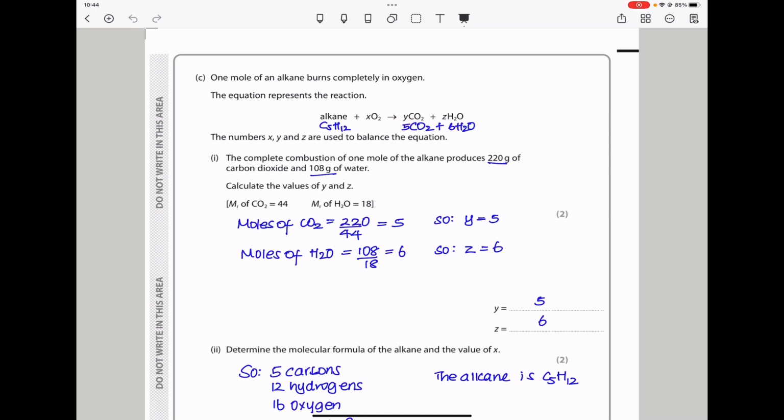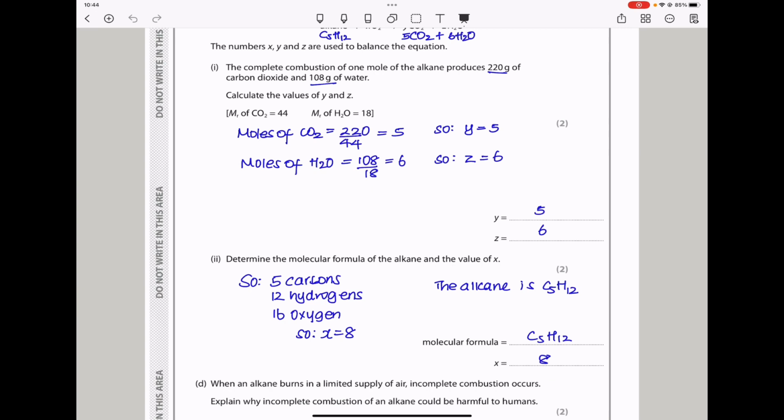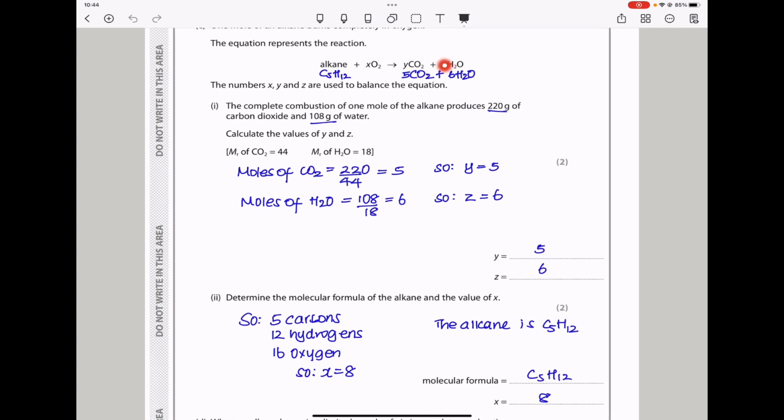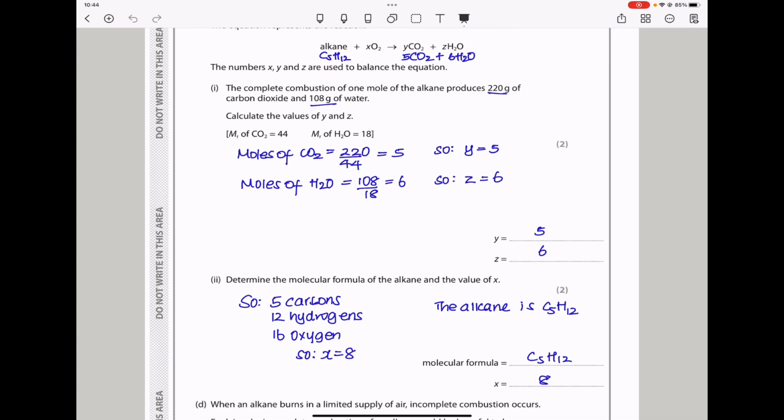So the hydrocarbon is carbon 5, hydrogen 12, because if this is a 6, it means the hydrogens this side are going to be 12, so the alkane should have 12 hydrogens as well. So down here they say determine the molecular formula of the alkane and the value of X. This is similar to what I've told you already. If this is going to be 6, it means we have 12 hydrogens in total, so the hydrogens should be 12. And if this is 5, it means we have 5 carbons in total, so carbon 5, hydrogen 12.